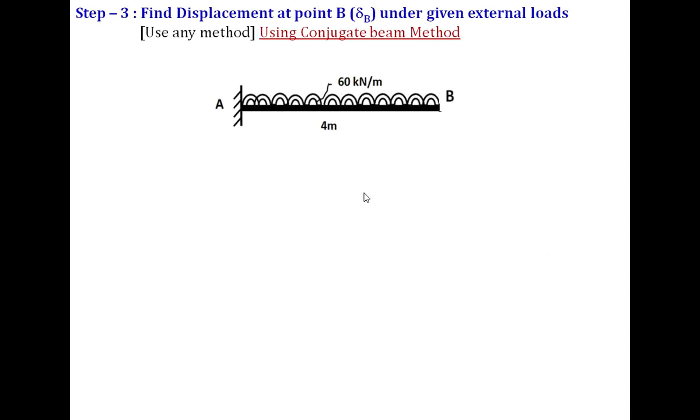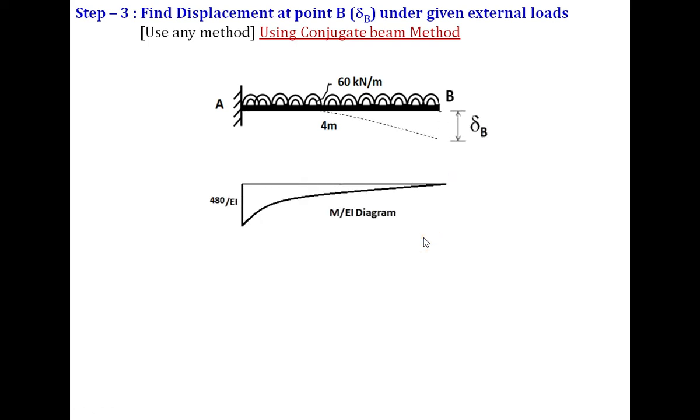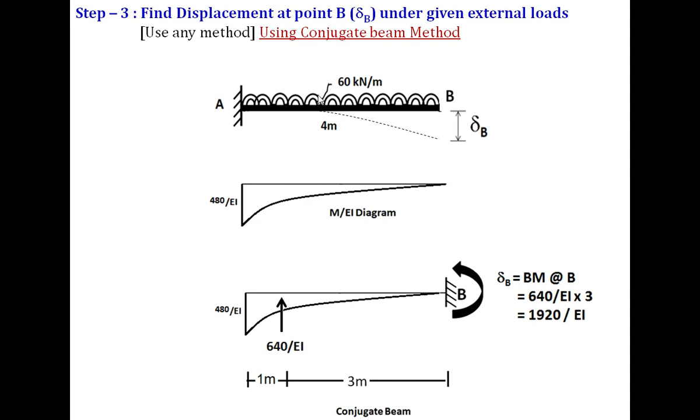Then we have to find out under this load what is the displacement at point B, and we'll name it delta B, and that can be found again by the conjugate beam method, which has been shown. Because of the UDL, the diagram is a parabola like this, and the value is 60 into 4 into 2, that is 480 by EI, and this M upon EI diagram will become the loading on the conjugate beam. The conjugate beam is like this, and since we have to find delta B, we have to find the bending moment at this point.